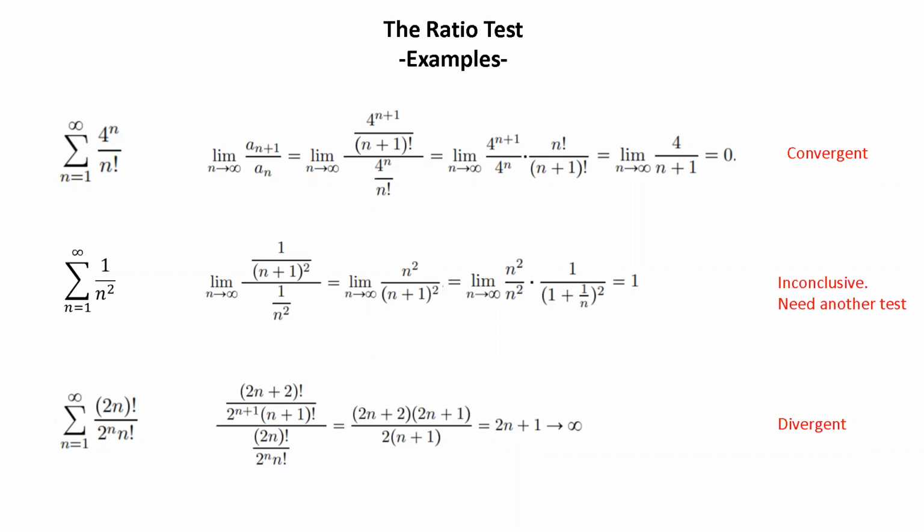But this 1 over n squared, we know that we use the integral test to prove that it is convergent, right? So this is indeed a convergent series, because we knew it already from previous examples. But you can see that using the ratio test alone, sometimes it cannot tell.